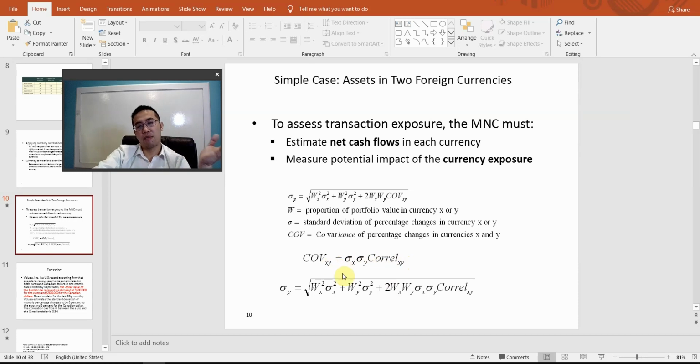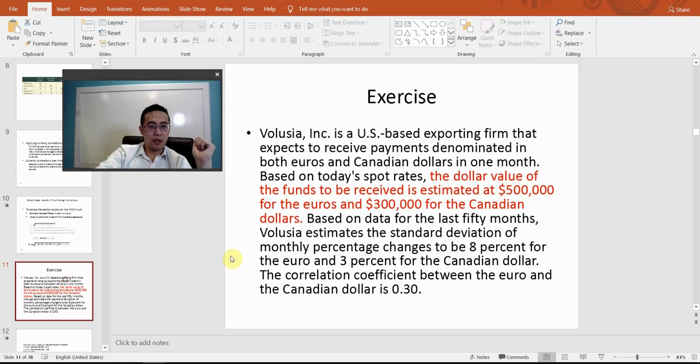So covariance is a product of individual risk and the correlation of the two currencies. And once again, the covariance or the correlation can only measure the relationship between two currencies, not three, not four. So it's really a pair of currencies. So if you expand covariance into correlation and individual risk, this is what you see. So after you have this established formula, let's work on this exercise.